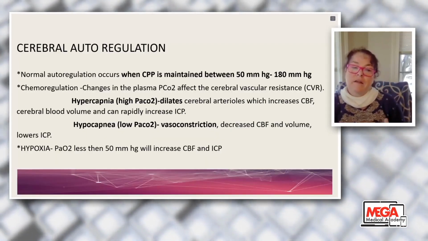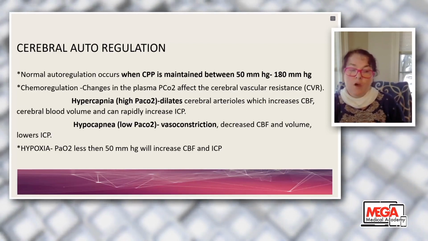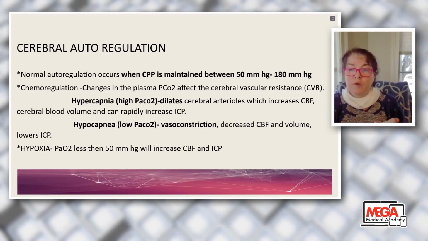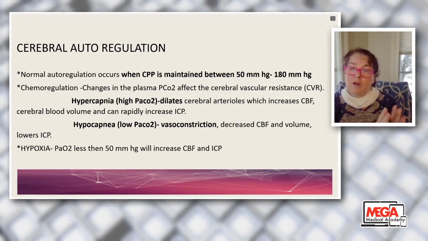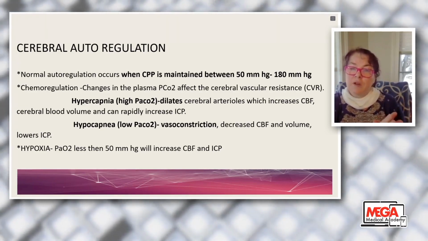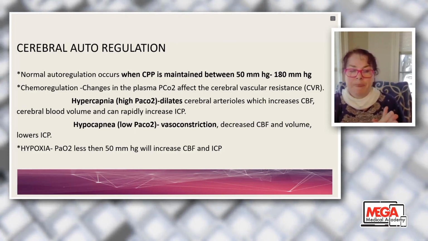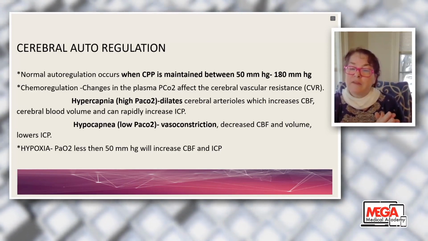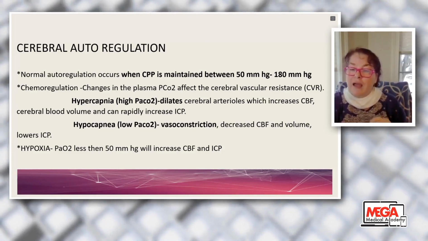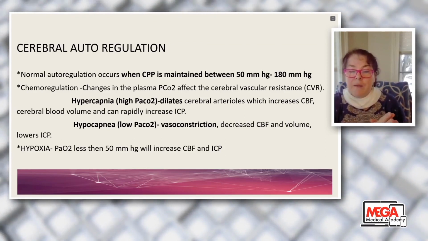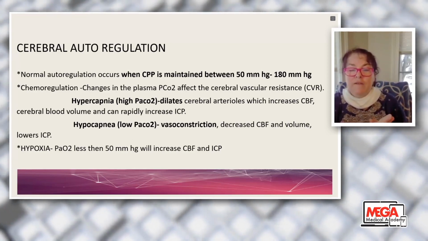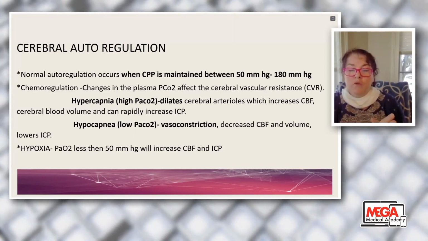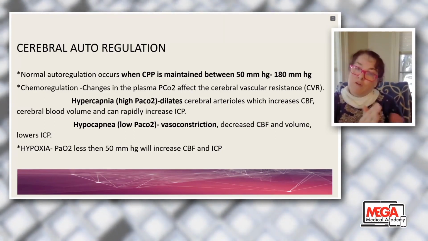So the brain has cerebral autoregulation. Normal autoregulation will occur when your cerebral perfusion pressure is maintained between 50 and 180 millimeters of mercury. There are also chemoregulation changes, where the plasma CO2 affects your cerebral vascular resistance. So hypercapnia, when you have high PCO2, will dilate your cerebral arterioles and increase your blood flow, which will increase your ICP. And the reverse is also true.